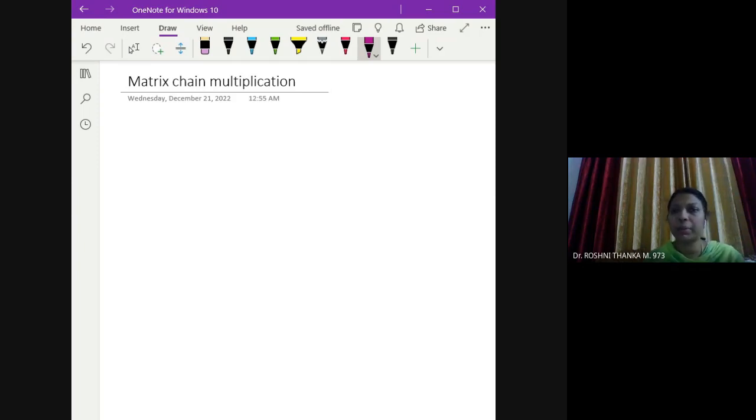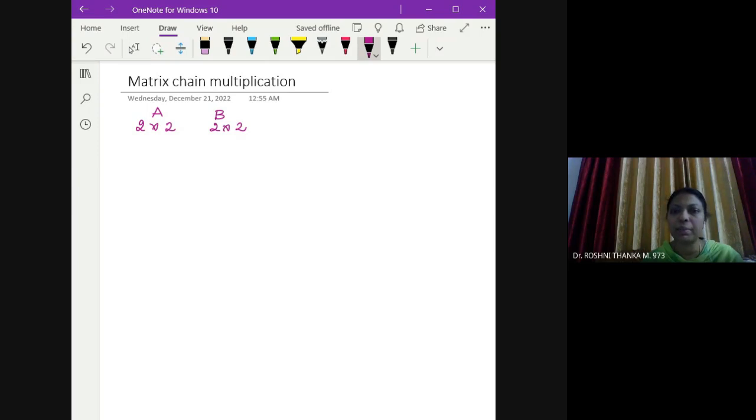Generally, you all know the basics of how to multiply a matrix, right? For example, if A is a 2 cross 2 matrix and B is a 2 cross 2 matrix, it's a square matrix, then we will multiply them. There is no problem because all the rows and columns are of the same dimension.